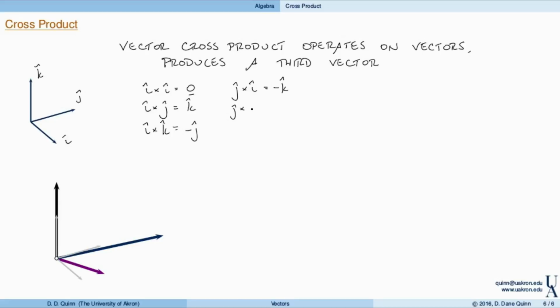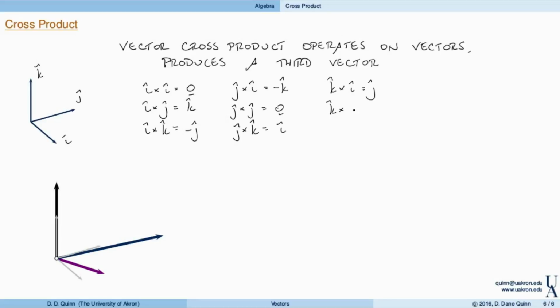j cross j is equal to 0, and j cross k is i. And this is often taught in terms of the right-hand rule, right? So if you took your hand and put your palm in the i direction and curled your thumb to j, then the result would be in the k direction. Finishing this up, k cross i is equal to j.